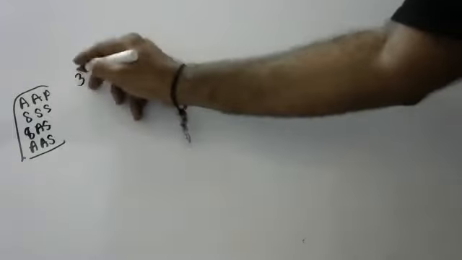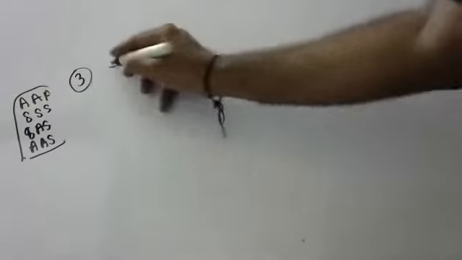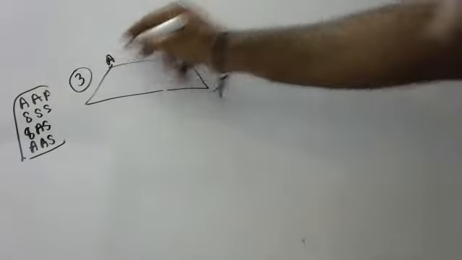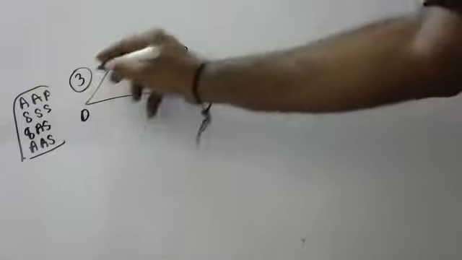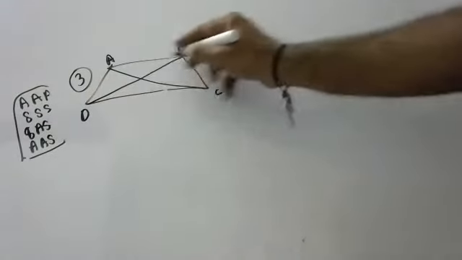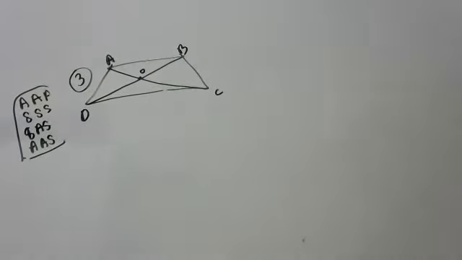Go to third sum. In the third sum, children, they have given that there is a trapezium ABCD. Please check. Trapezium ABCD. They both are intersecting at O, children.